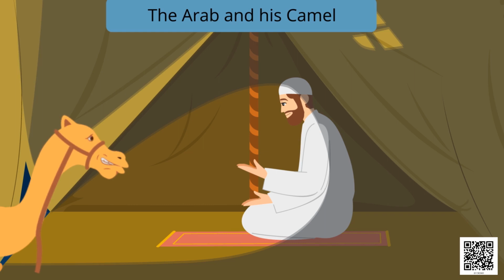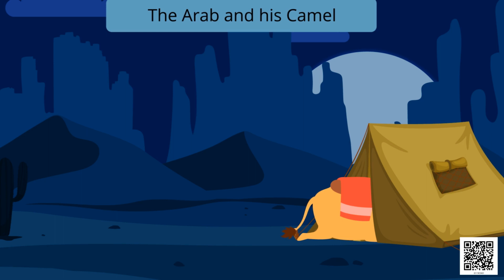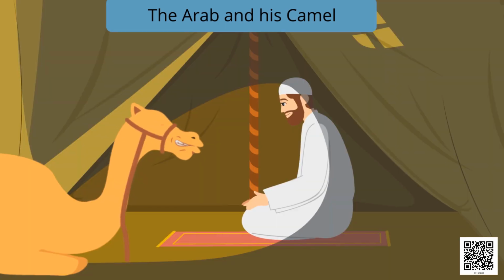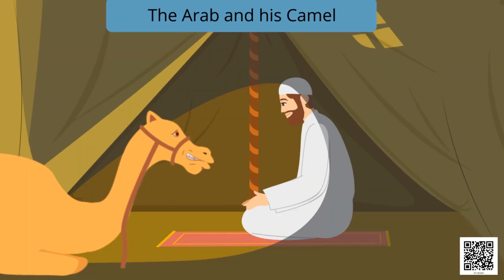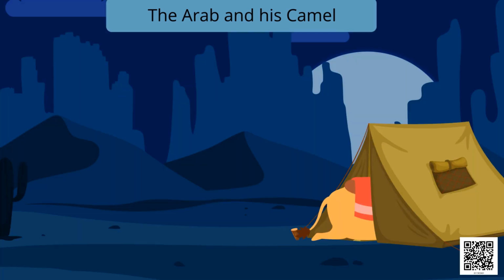So the camel again asked the Arab, "It is very cold outside. May I put my legs inside the tent?" After hearing this, the Arab again felt pity on the camel and he replied, giving permission like this, "Okay, you can put 2 of your front legs inside the tent."